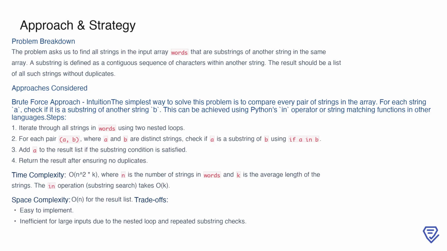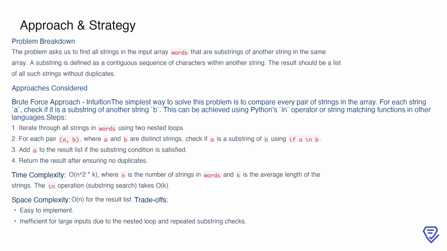While this method is simple to implement, it has a downside. The time complexity is n squared times k, where n is the number of strings and k is their average length. This is because each substring check can take k time, and we perform this for every pair of strings. The space complexity is n, as we only need to store the results. While this approach is easy to implement, it can become inefficient for larger inputs due to the nested loops and repeated comparisons.